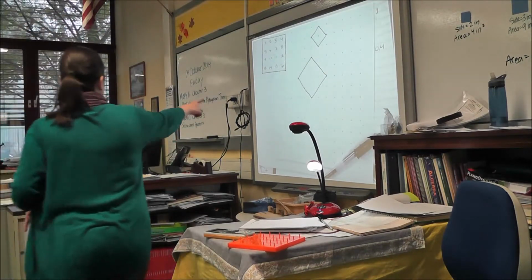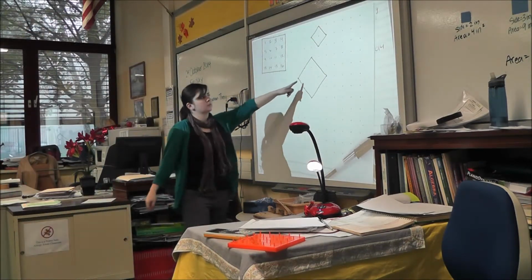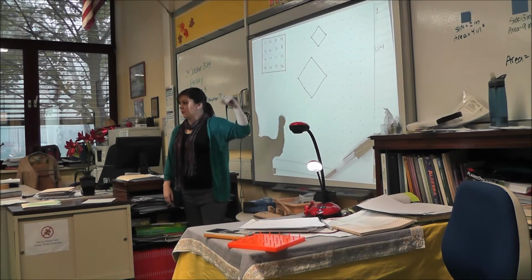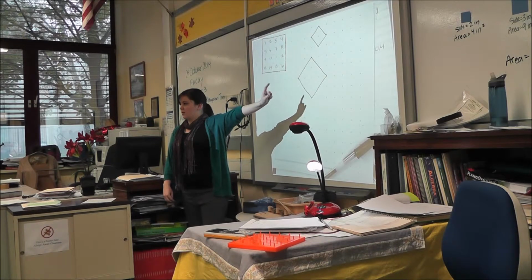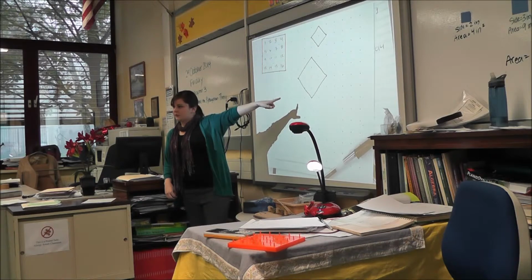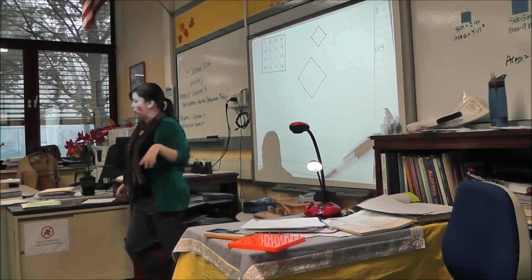Draw this one on your paper and find the area of this square. And then prove to me that once you have the area, that is the area. So find the area, and then I'm going to walk around.